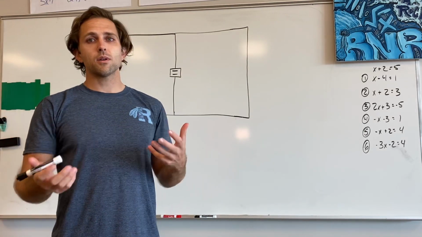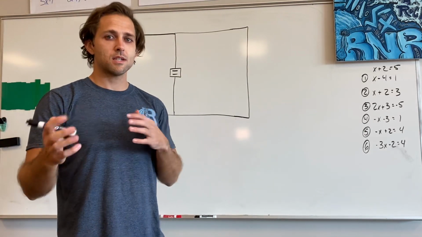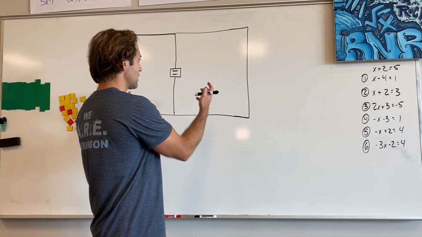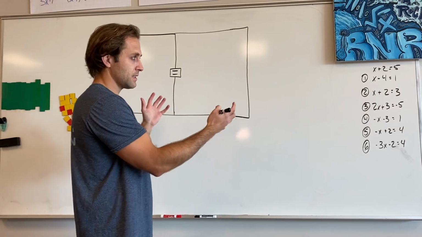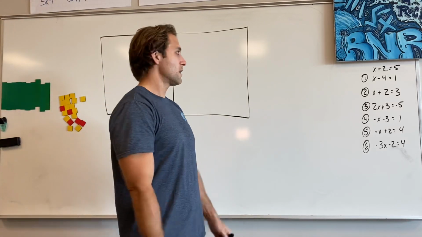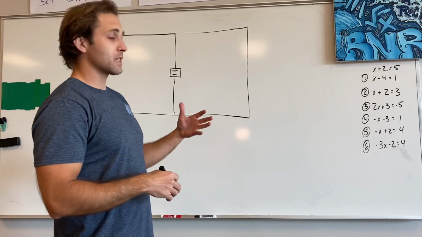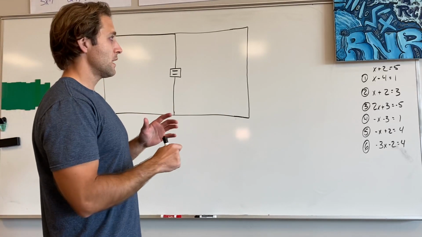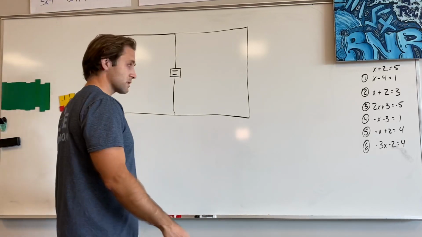So we've done a lot of work with expressions, and we're going to be transitioning from just looking at expressions to looking at what would happen if we have two equivalent expressions and we write those as a number sentence or an equation. So today we're going to be using Algebra Tiles, and we're going to be looking at how we solve using this tool of Algebra Tiles.